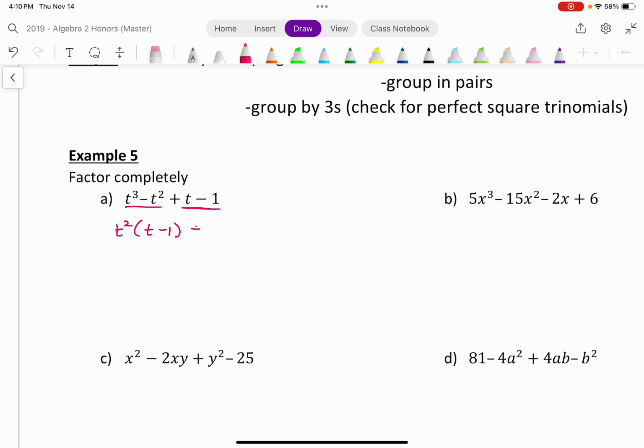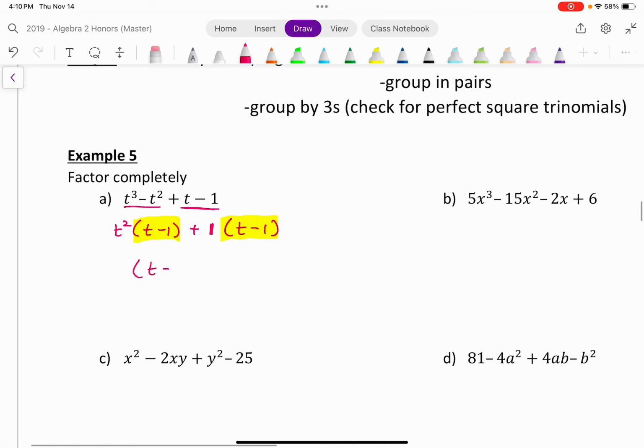And then the next one, if nothing factors out, I'm actually going to write a 1. That's t minus 1, because it's easier for me to recognize that this common factor leaves behind an actual 1 there. If you write nothing, for some reason, people make that whole term disappear, which it doesn't. There's still a 1 in front of there. So my common factor for this one is t minus 1.